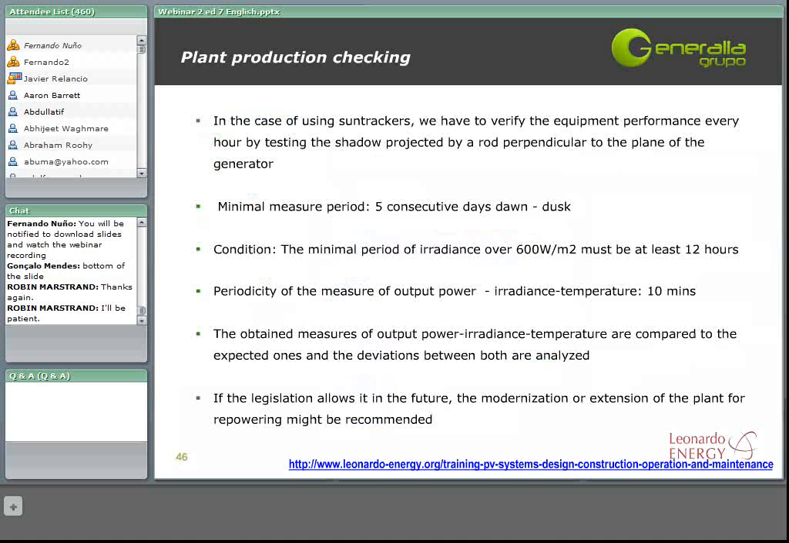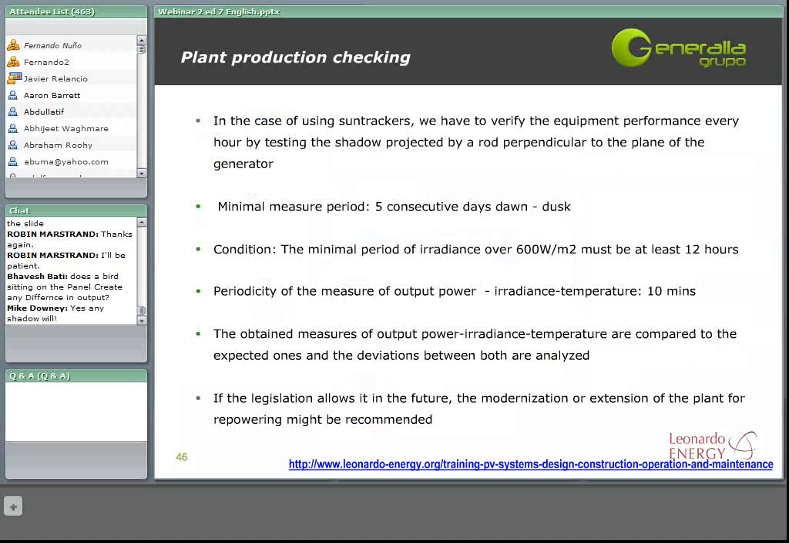In this slide, we can find the conditions under which the test for the plant production checking should be done. First, we should be measuring at least during 5 consecutive days from dawn to dusk. During these days, in total, we should get at least 12 hours with a minimal irradiance over 600 watts per square meter. The periodicity of this measure should be every 10 minutes.